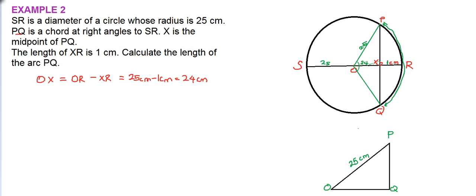And then the bottom, OX, beg your pardon, this should be X. That over there should be X because we're going from here to here, not to Q. So OX is 24 centimeter and we're trying to find this angle, let's call it X. Okay, from the trig ratios.